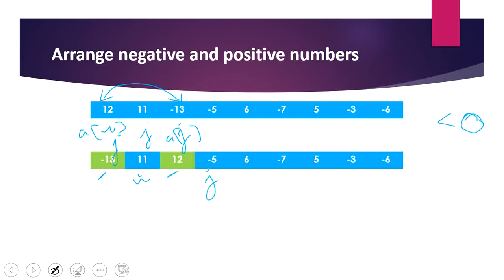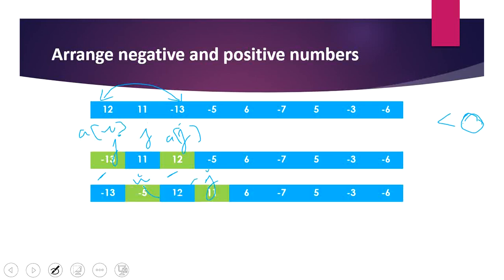In this case, -5 is again less than 0, so it's time to swap i and j. Once we swap, -5 comes to the second position and 11 goes to the fourth position. Once swapping is done, it's time to increment i. So our i goes to 12 and j goes to 6. 6 is greater than 0, so j scans the next element, which is -7. Now -7 is less than 0, so it's time to swap 12 and -7.